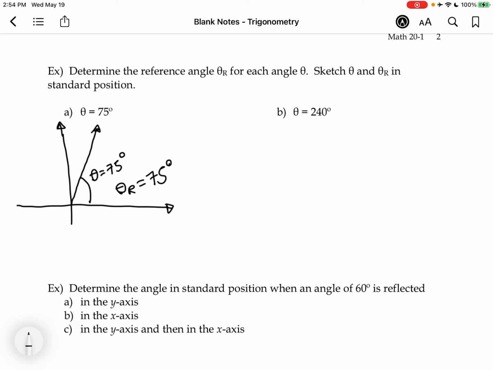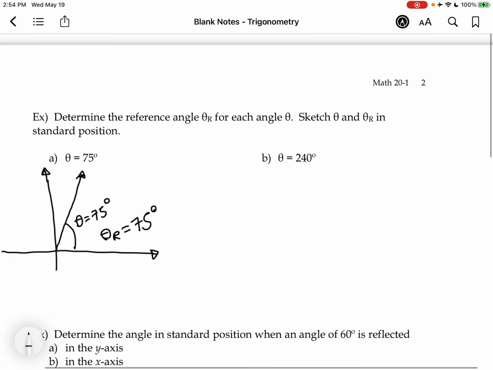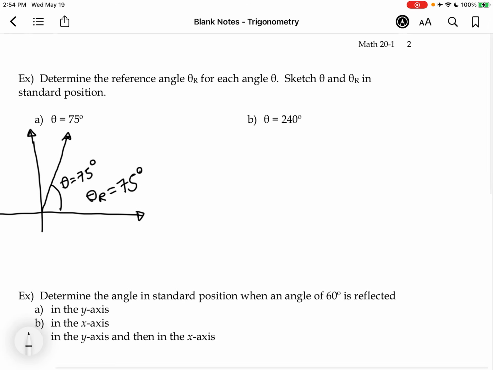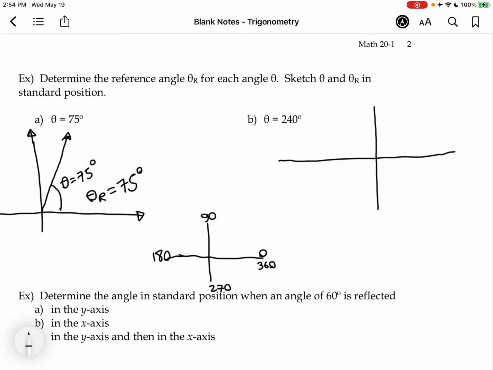B, if theta equals 240 degrees. 240 is, now sometimes it's helpful, and I should have maybe done this on the page before, to do this with the Cartesian plane. 0, 90, 180, 270, 360. So that when you get an angle, you can see what quadrant it lies in. So 240 is going to be between 180 and 270. That's in the third quadrant.